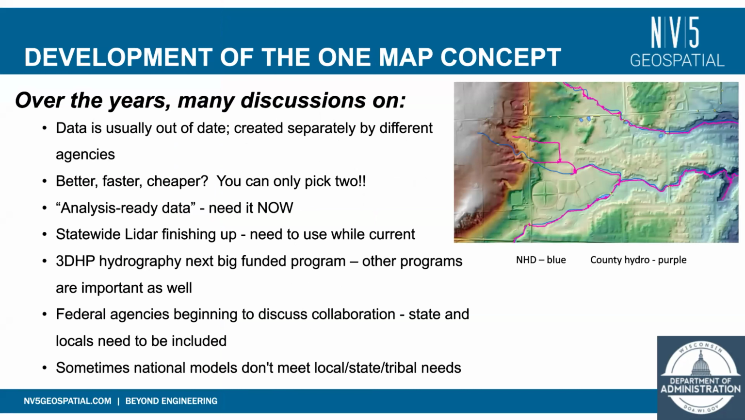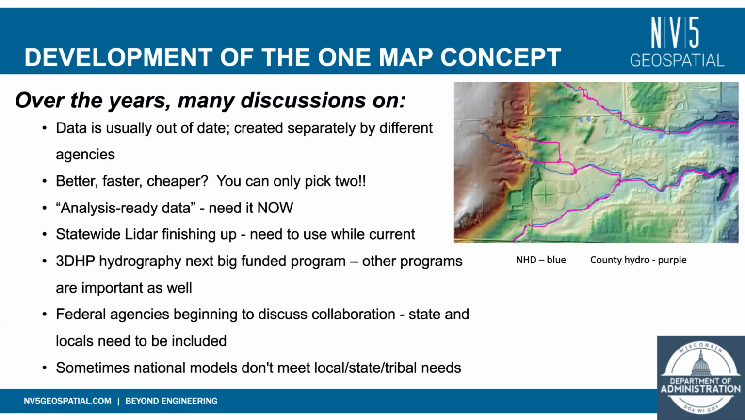you've all been here over the years. We've all had the issues with our data being out of date. It's made by different agencies and different levels of government. And whenever we're trying to get something fixed up, there's always that better, faster, cheaper line that somebody pulls out. Well, the real answer is we need it now, and we need it so that we can use it for all the real world problems that our agencies are dealing with.